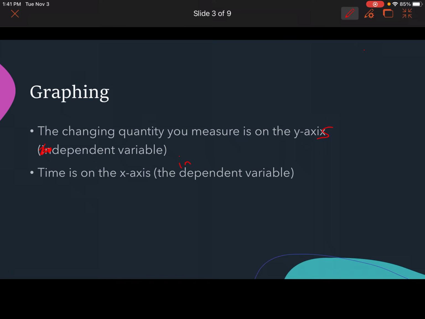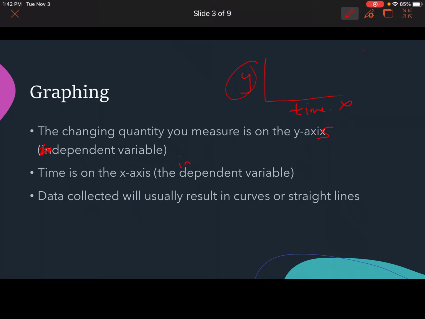So what this means is that the quantity that you measure, so we've got y and we've got x here. What you're measuring, y, is dependent upon x, and this is our time here. And that's pretty standard for graphs. Now, data collected will usually result in curves or straight lines for a reaction coordinate. So you're going to usually have a straight line, or there'll be some sort of curve there. And the rate is calculated as the slope of the line.